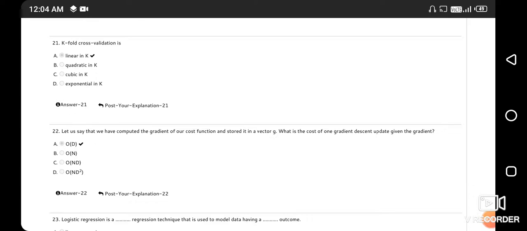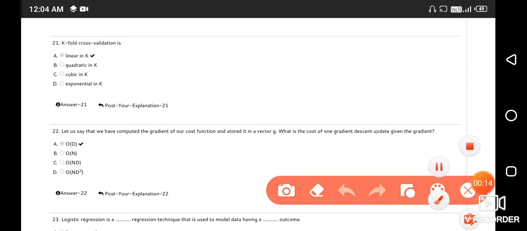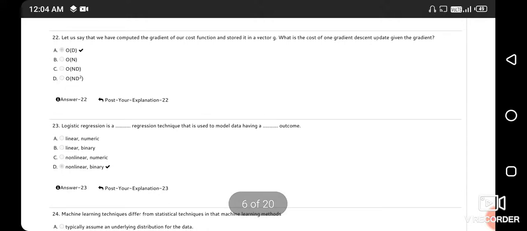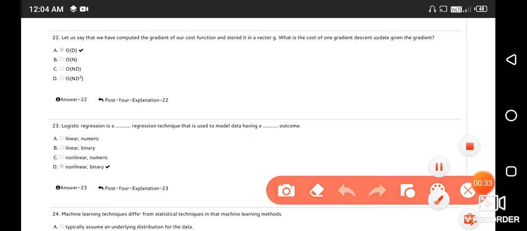So let's start with the first question. K-fold cross validation is. So the right answer is option A, linear in K. Next question. Let us say we have computed the gradient of our cost function and stored it in a vector G. What is the cost of one gradient descent update given the gradient? So the right answer is option number A.